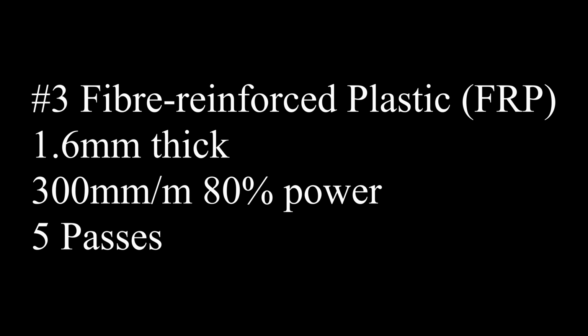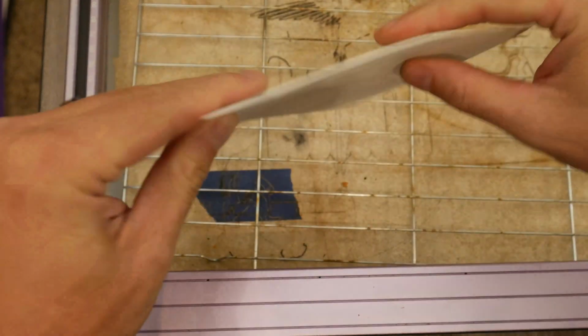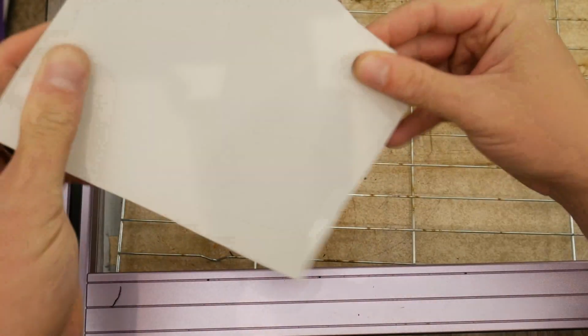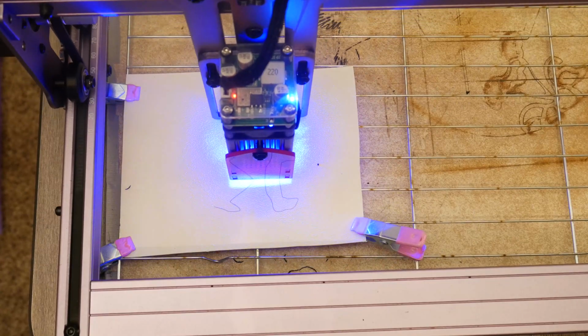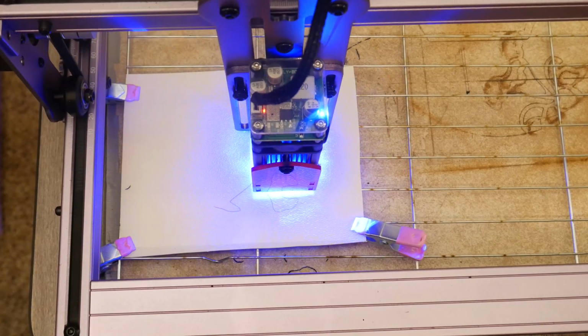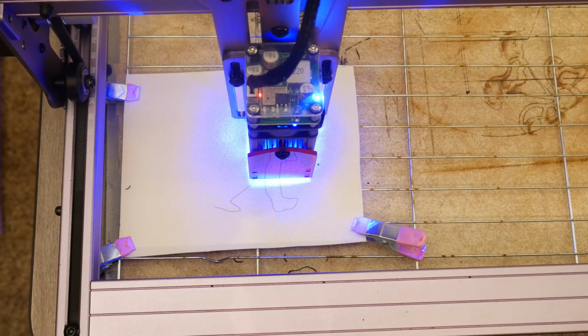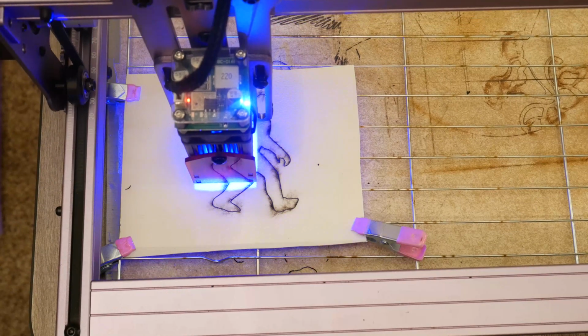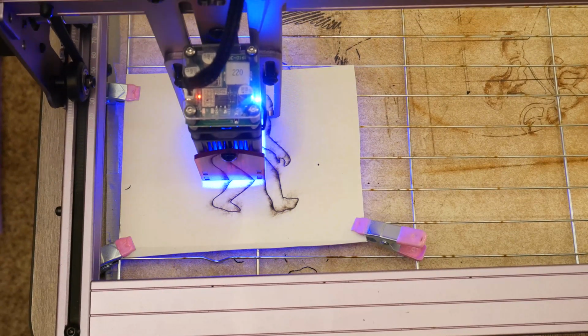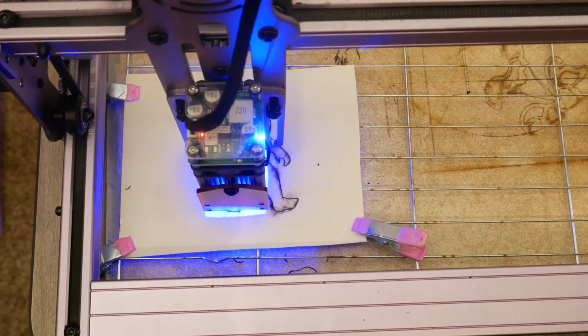For this test, I have this small piece of plastic known as FRP. This is a really flexible material, and this is around 1.6 millimeters in thickness. Now, this is going to have some really nasty and toxic fumes, so laser cutters should always be used with a fume extractor, or at least in a highly ventilated area like a garage with the door open, which is what I'm doing. Now, I'm doing five passes, and it's definitely etching the outline.